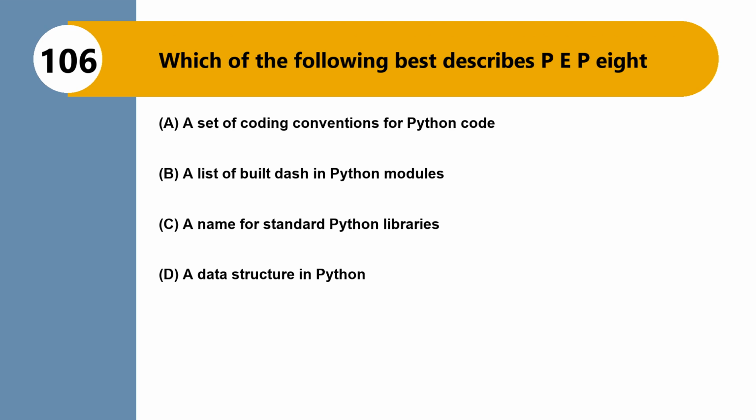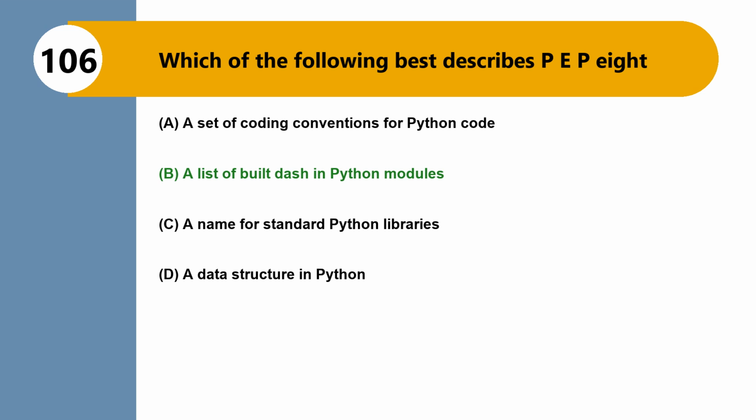Question 106. Which of the following best describes PEP8? Option A. A set of coding conventions for Python code. Option B. A list of built-in Python modules. Option C. A name for standard Python libraries. Option D. A data structure in Python.